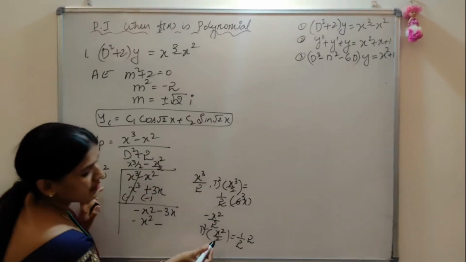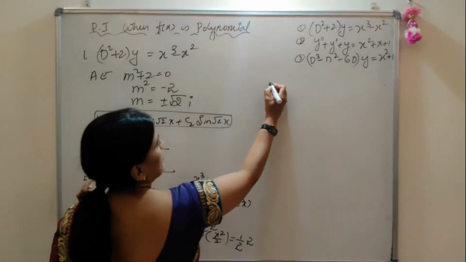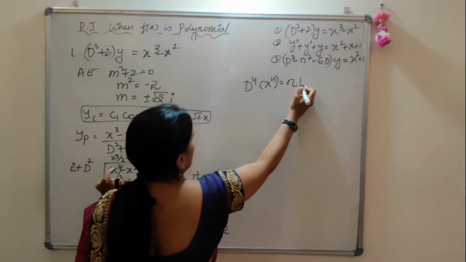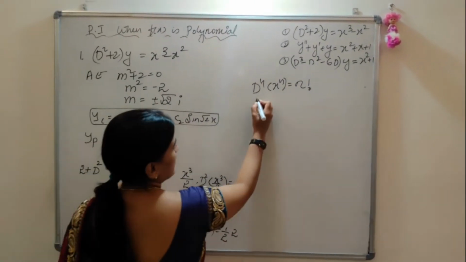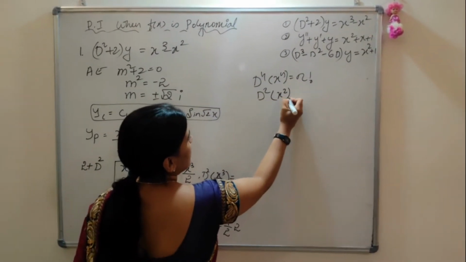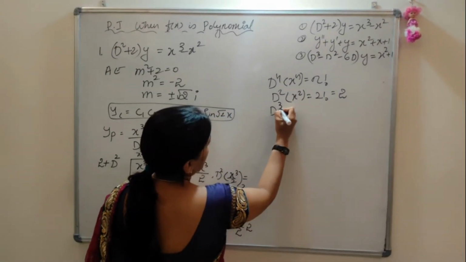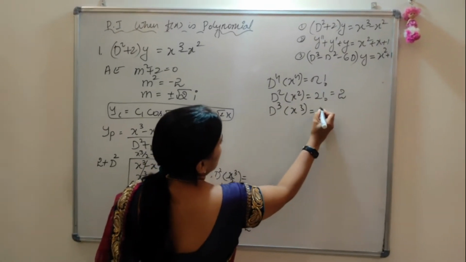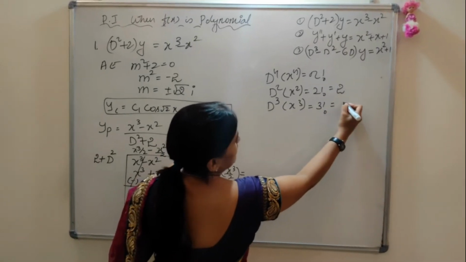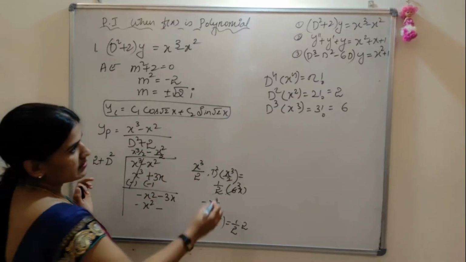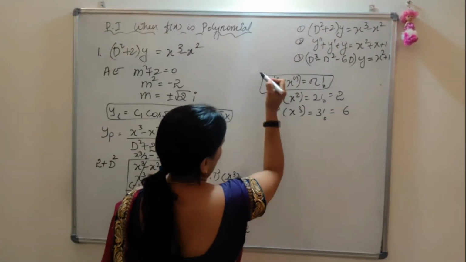Only 2. How? There is a property: D power n of x power n is equal to n factorial. D square of x square is 2 factorial, which is 2. Similarly, D cube of x cube is 3 factorial, 3 into 2 into 1, that is 6. You can check and verify this property.